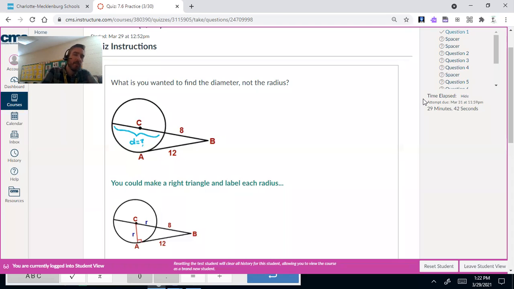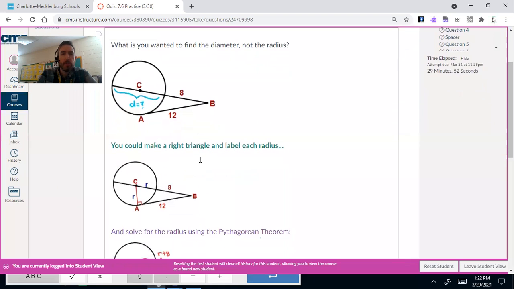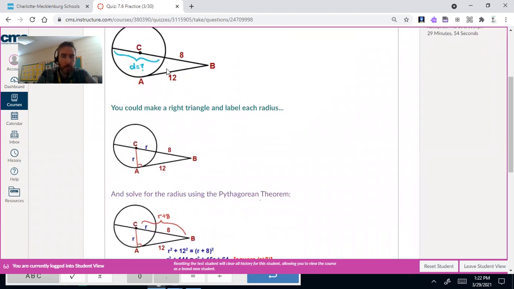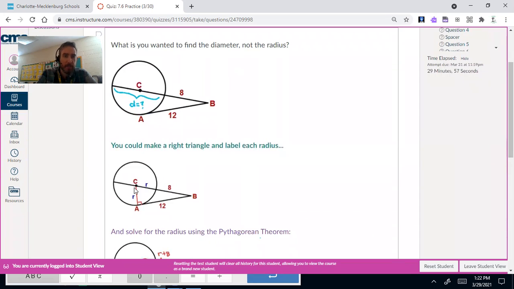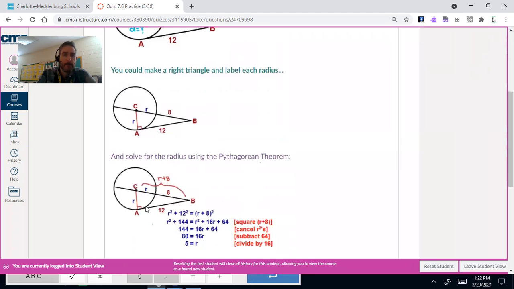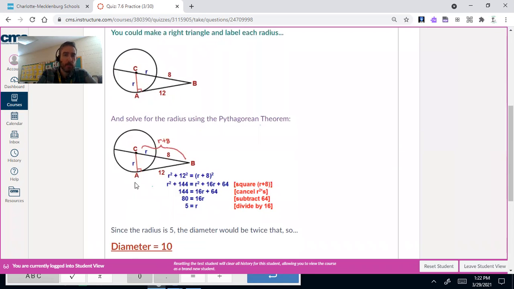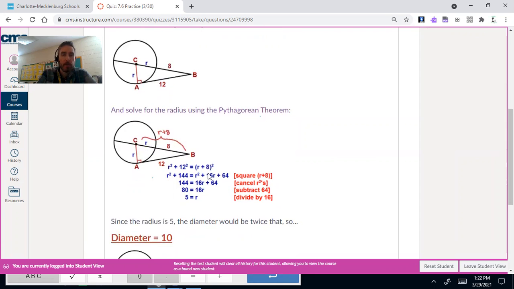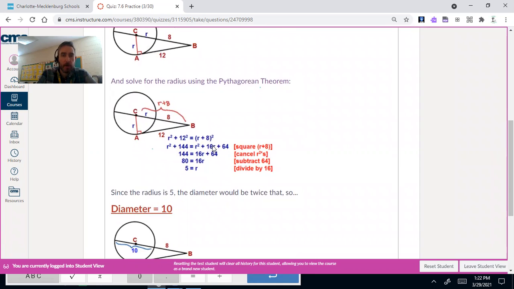In the previous problem, we had a lot of work to get that radius. There is a shorter way to do it. If we're trying to find the diameter, for instance here, you could do what we did in the previous problem and draw yourself a radius from point C to point A and do the whole setup where you do r squared plus 12 squared equals r plus 8 squared and get that all worked out. You can see that problem solved with all the steps here.